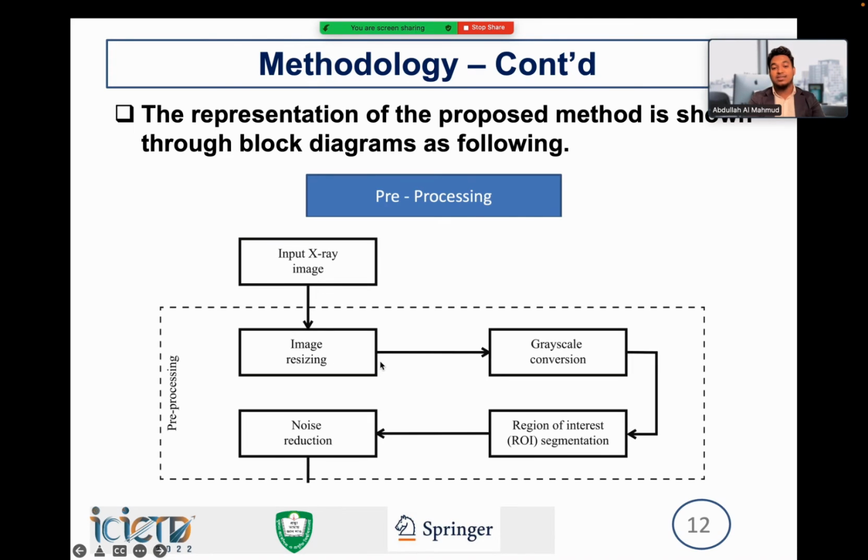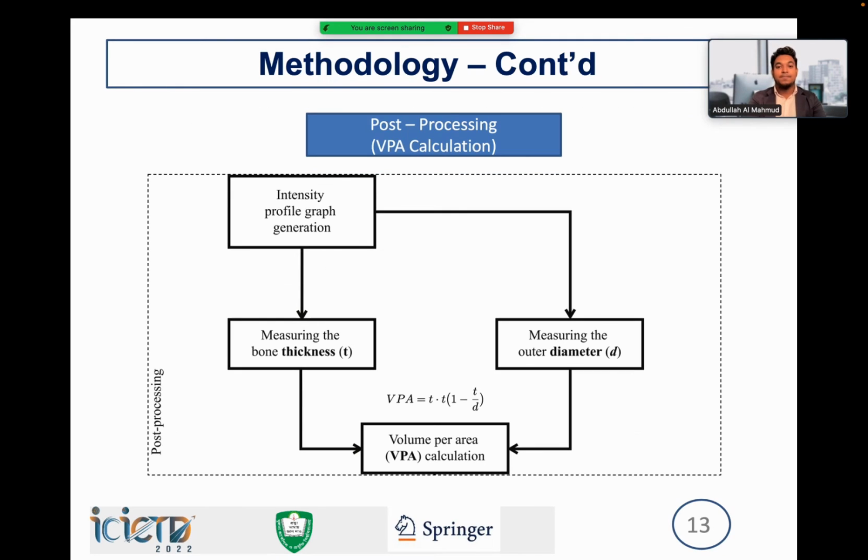Once we get the resized image, it is converted to a grayscale image, and we find the ROI, that means the region of interest, through ROI segmentation. And then we apply noise reduction schemes using several filters. We experimented with several filters, but we observed that the anisotropic diffusion filter performs far better than other filtering techniques.